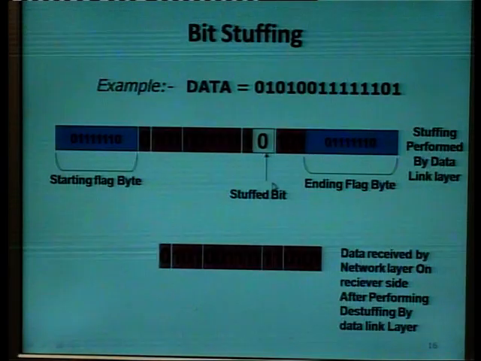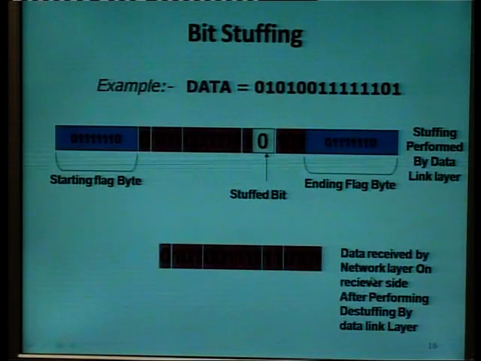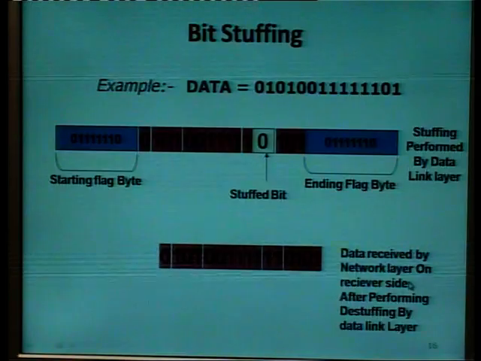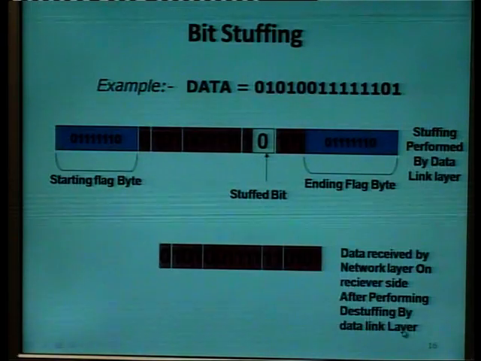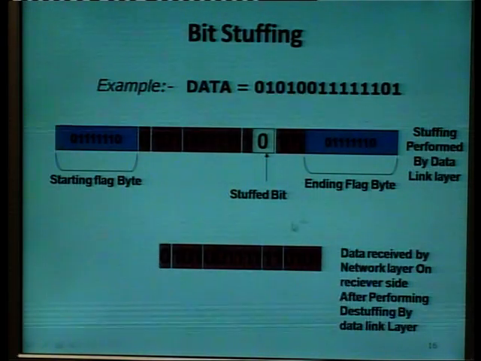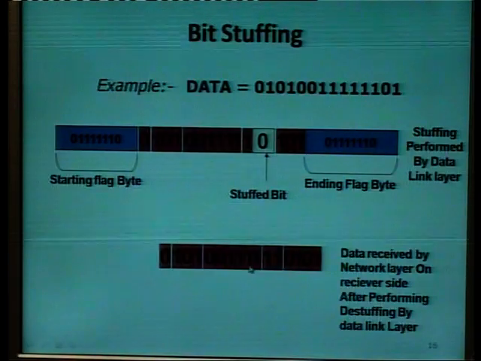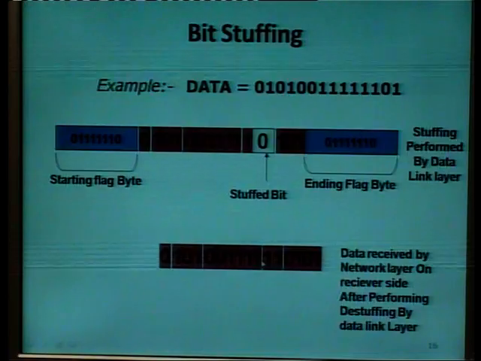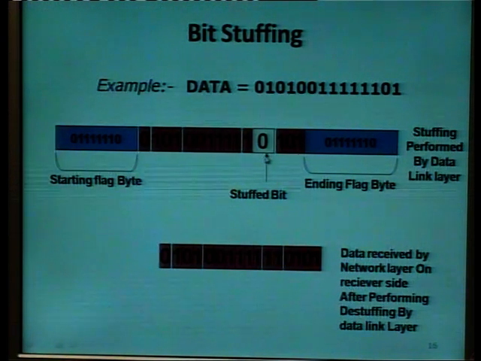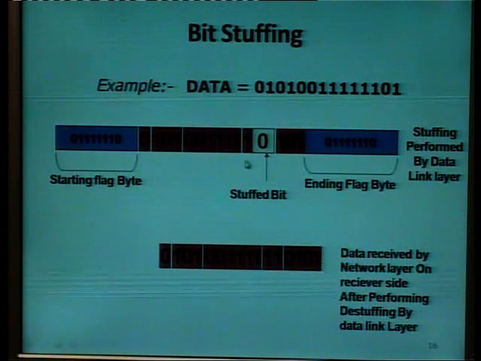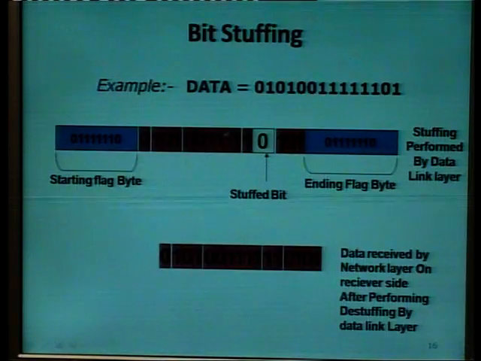Now this stuffed bit is destuffed by the data link layer of the receiver. This is the data received by the network layer on the receiver side after destuffing by the data link layer. After destuffing, the data will become the same. This data and this data are the same, because this was stuffed at the sender side and at the receiver side this is destuffed. Why was this stuffed? So that this should not be misunderstood as end of frame.